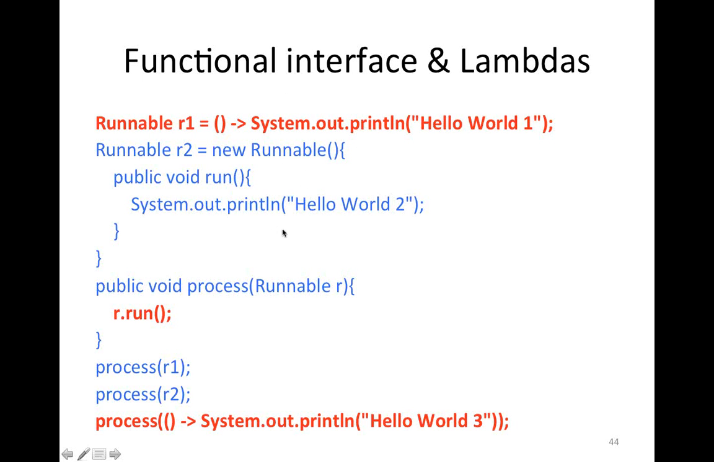Those two ways of doing things are very similar. It's just that with the lambda expression, we're providing the implementation of the run method directly inline. We don't have to care about writing public void run, or worry about writing new Runnable. So if I call process with the variable r1 and process with variable r2, then the output would be hello world 1 and hello world 2, because the two things are creating objects of type Runnable.